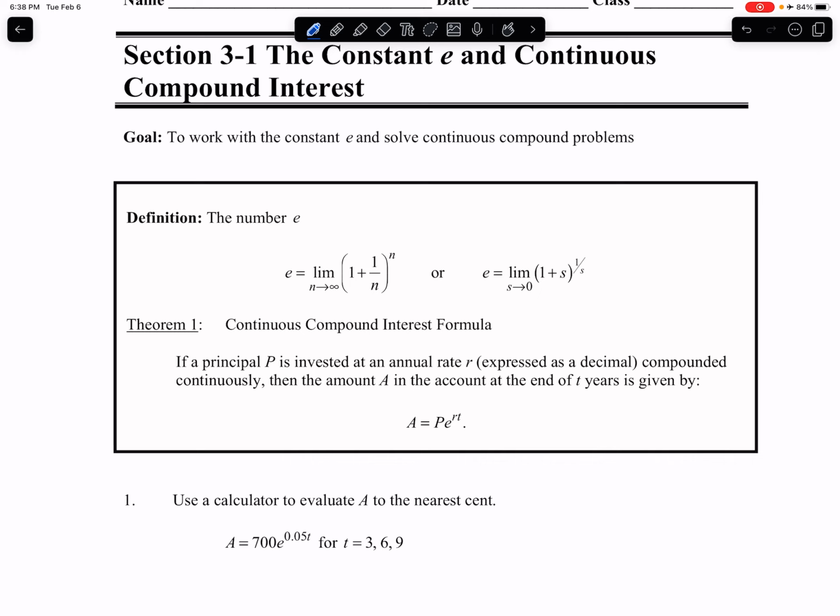P represents our principal that we have invested. R represents our rate expressed in decimal form. The idea of being compounded continuously is as if it were compounded an infinite number of times. A represents the amount after t years, so t is our time given in years. After we calculate however long our money has been in there compounding continuously, A is the amount it will be.